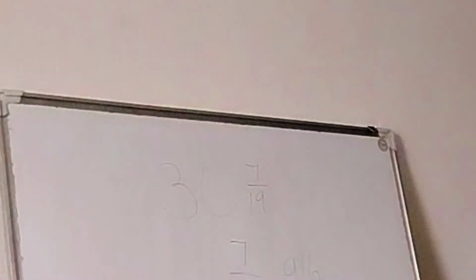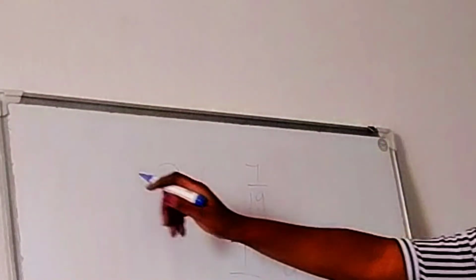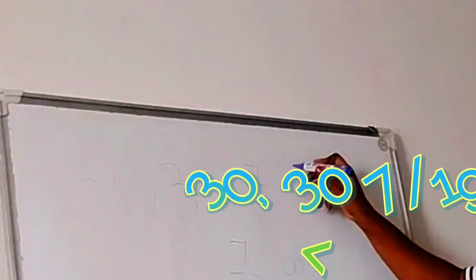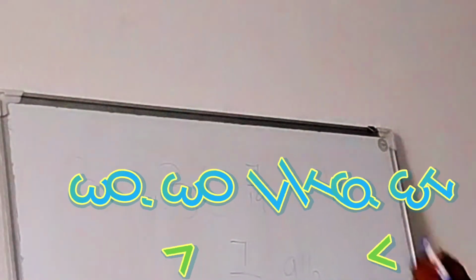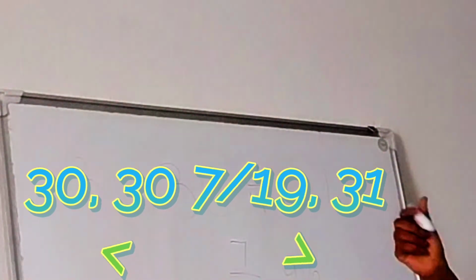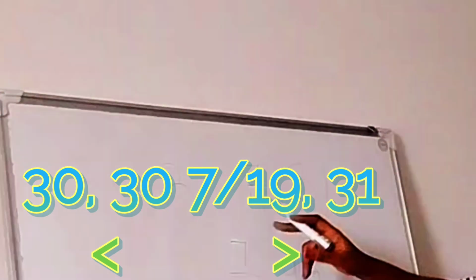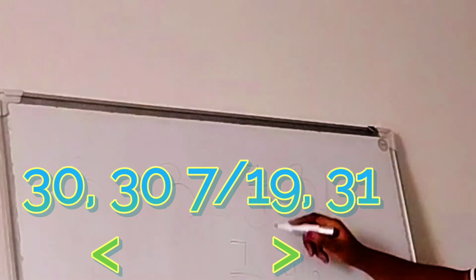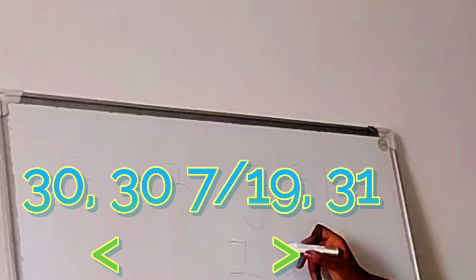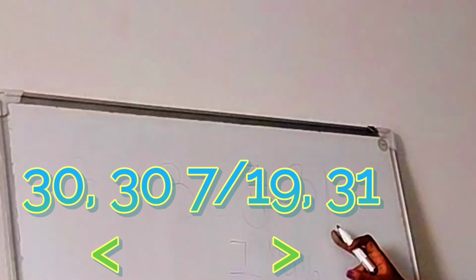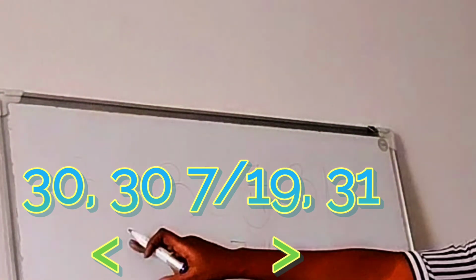Less. So if the fraction is less, there are two whole numbers here. There is 30 and there's 31. If the fraction is greater than half, it will be 31, right? If it's less than half, it will be 30.